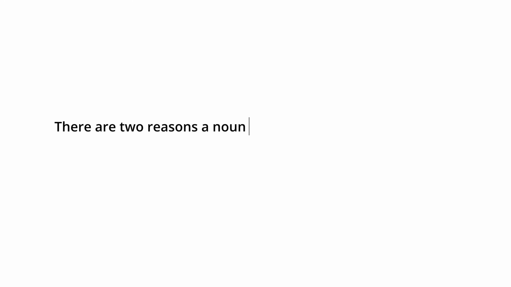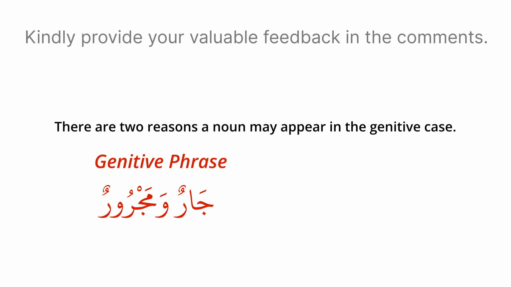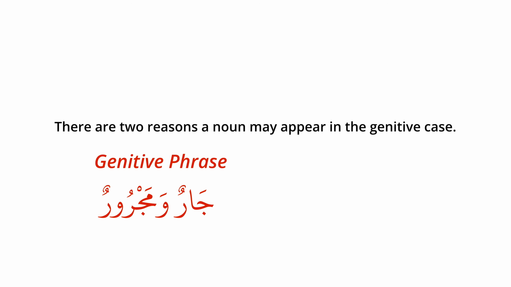In the previous lesson, I said that there are two reasons for a noun being in a genitive case. When a noun is in a genitive phrase, which is called jarun wa majroor. I explained the genitive phrase and the particles of jar and the construction of a genitive phrase.